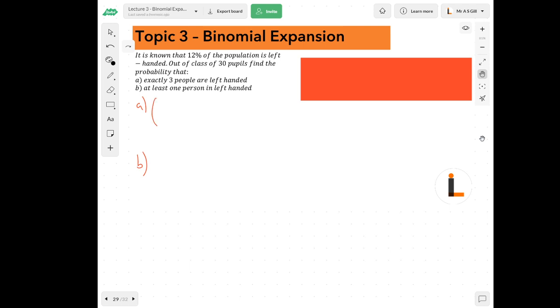So again, think about how many total options are there and how many options for success are there. What is the probability of success and how many times do we want success? What's the probability of failure? And how many times do we end up with that failure occurring?